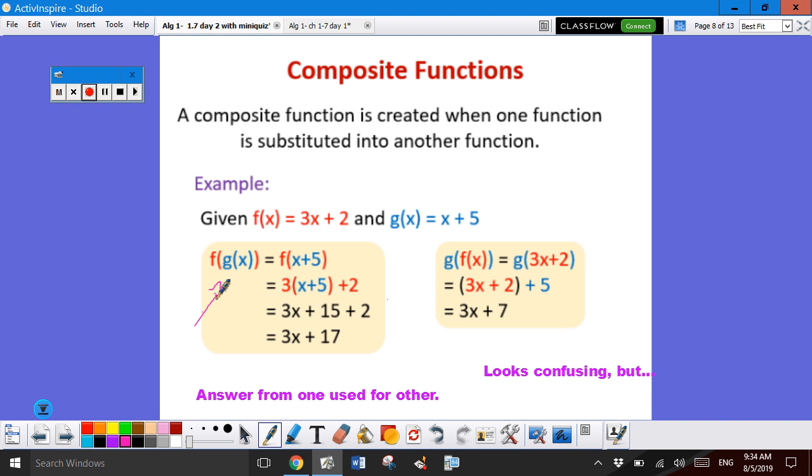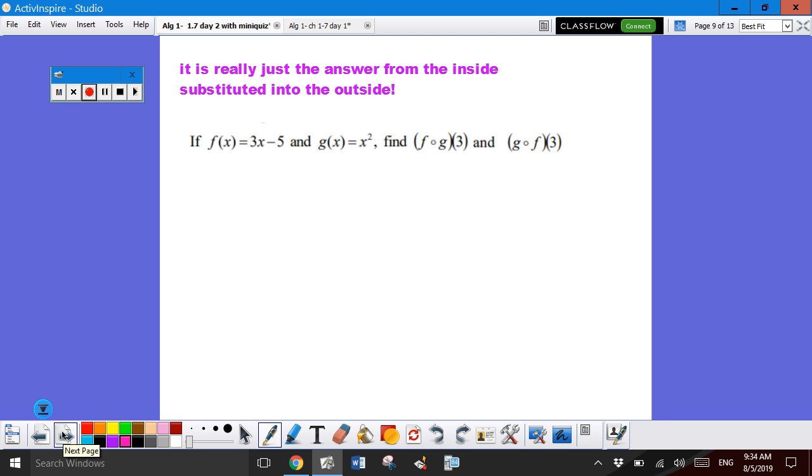This one is g of f of x. So it's just telling me you're going to take an answer from one and put it into the other and evaluate again. Okay? So it looks confusing, not a super big deal. So let's just keep with eyes up and let's look at what's happening here. There's quite a few different ways to write composite functions. You notice how this one has this little circle, kind of looks like a degree symbol.